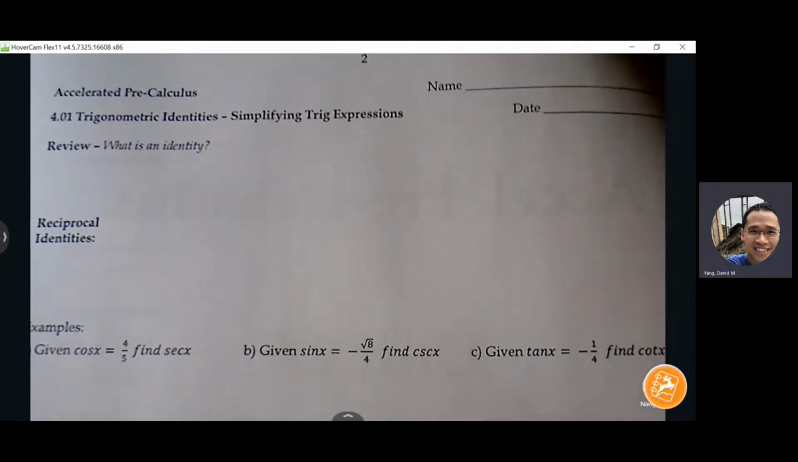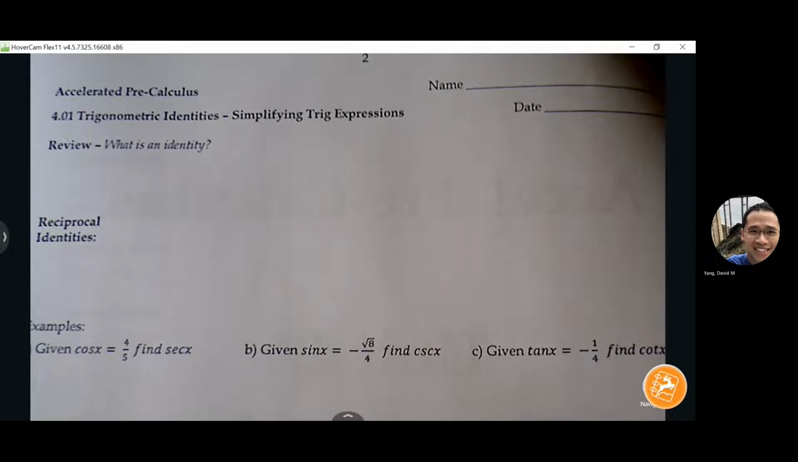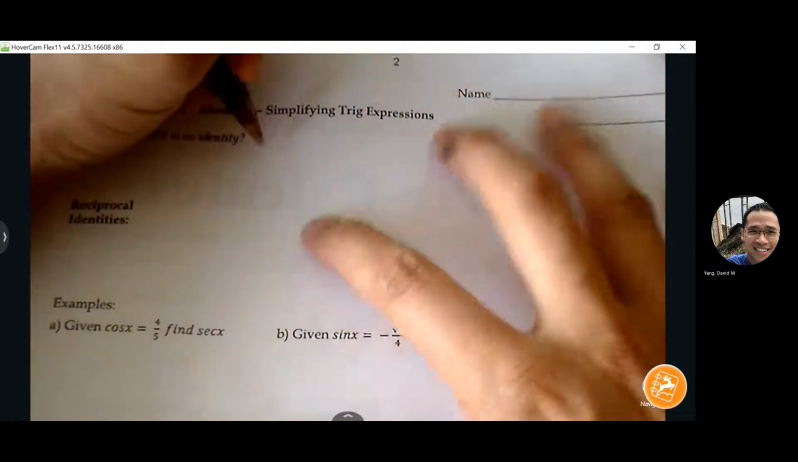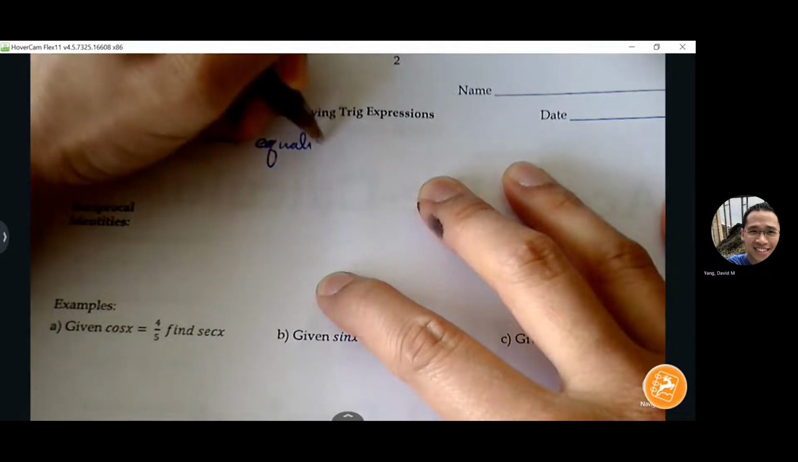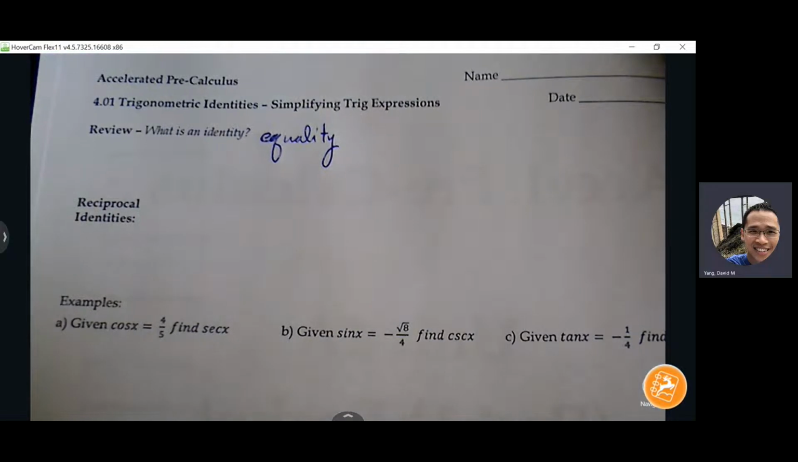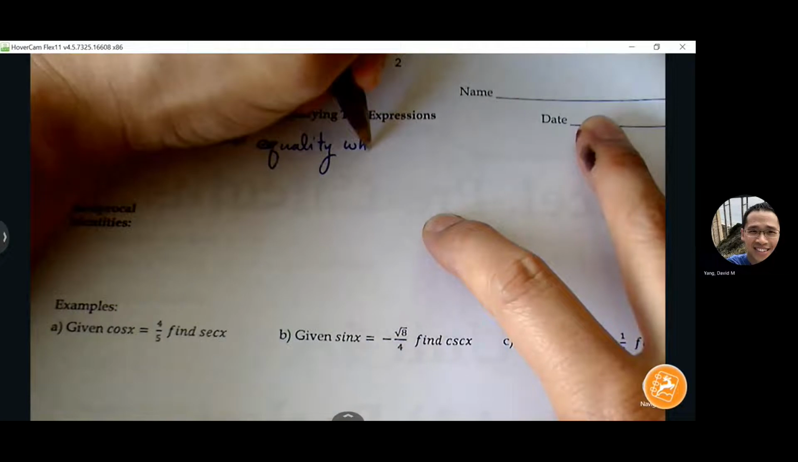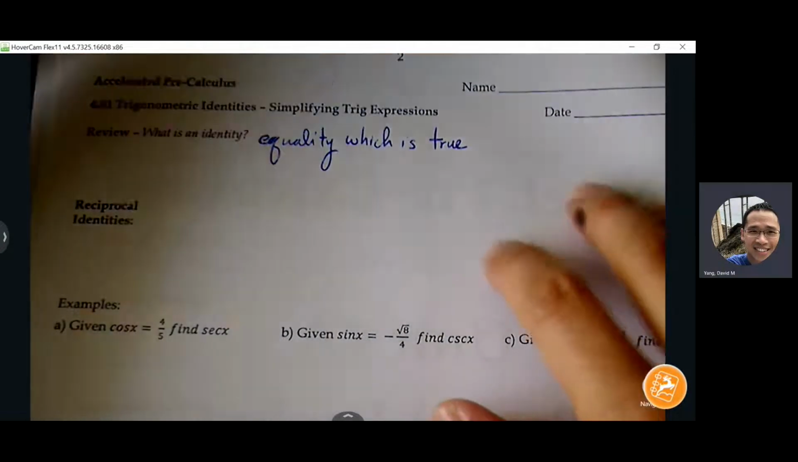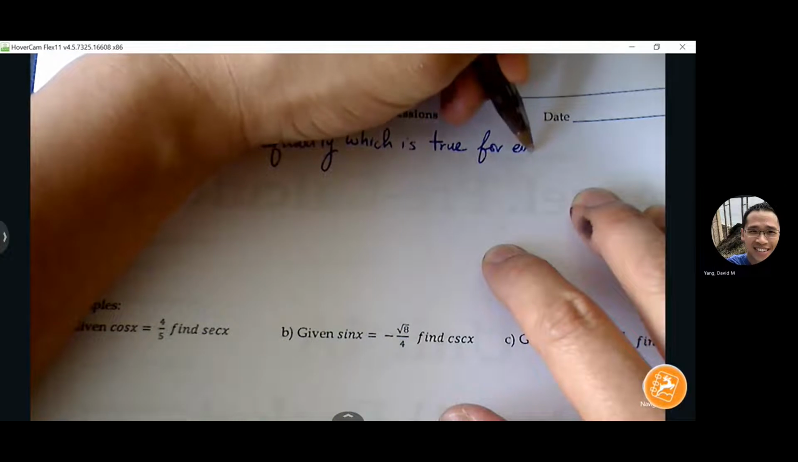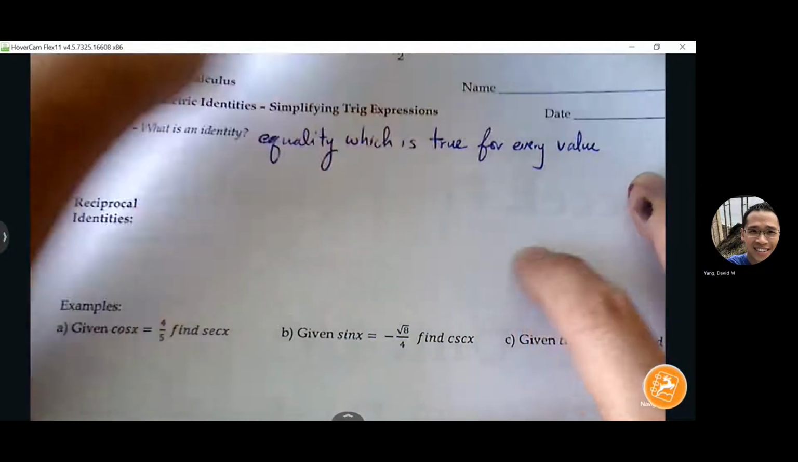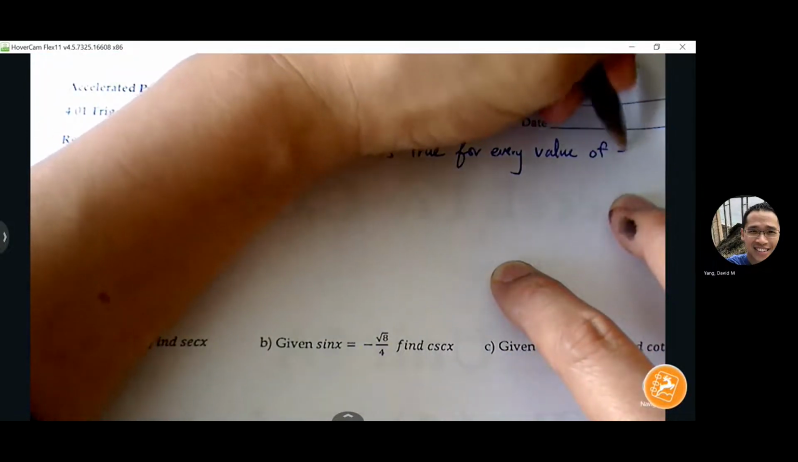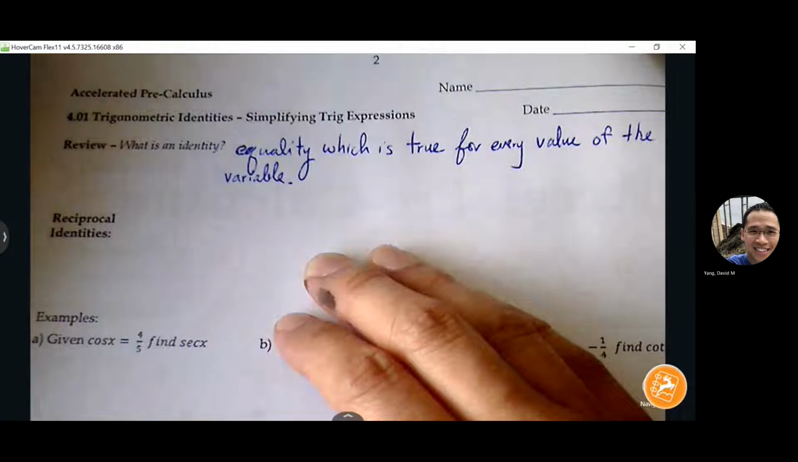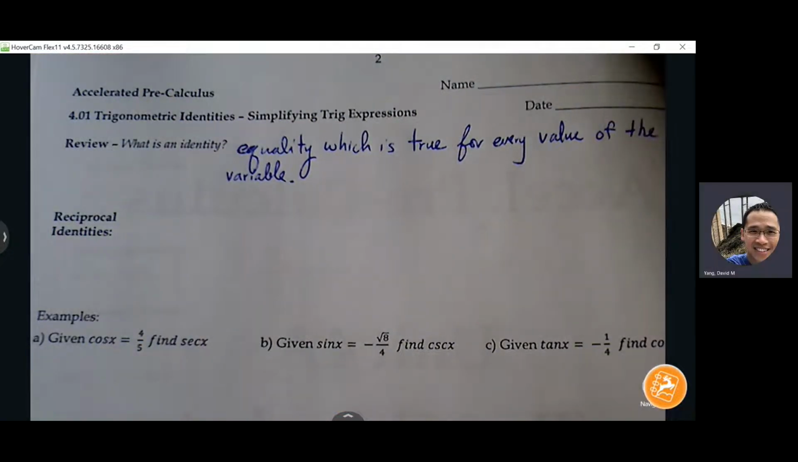Okay, so what is an identity? An identity is an equality which is true for every value of the variable, and typical variables are x or theta.